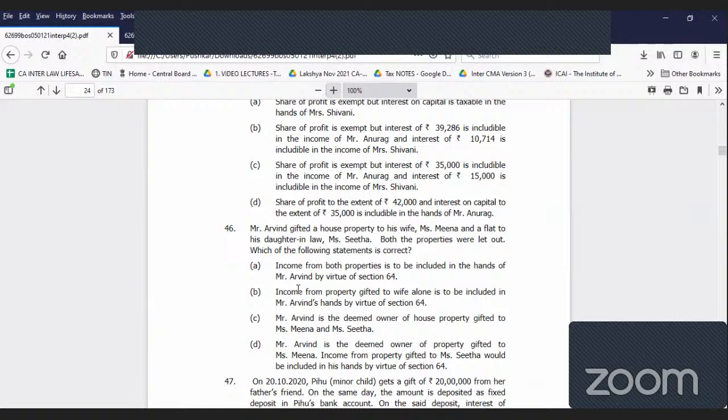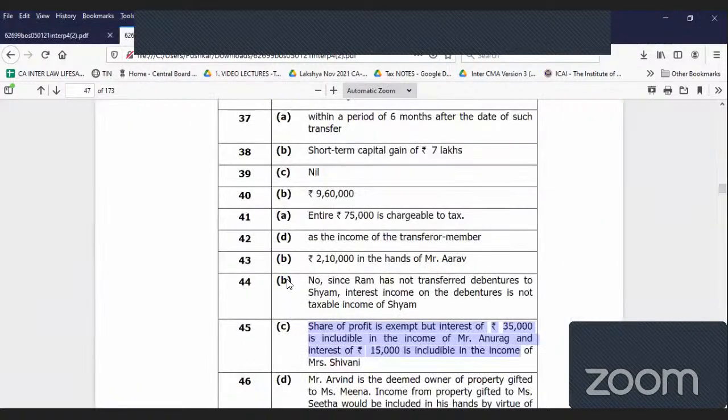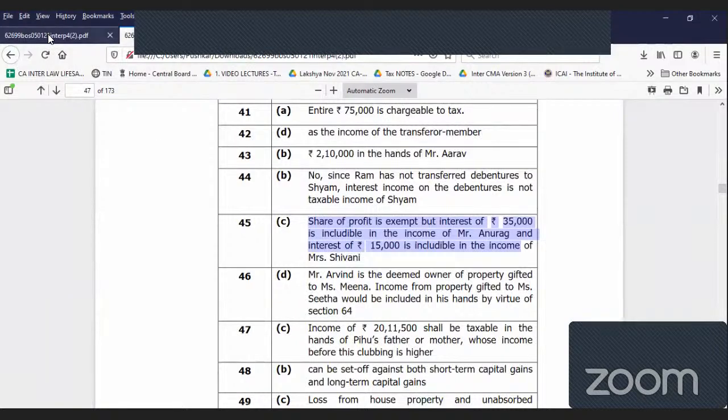D. हाँ, क्योंकि सेक्शन 27 स्पाउस के लिए अप्लीकेबल होता है और डॉटर इन लॉ के लिए नहीं होता, तो डॉटर इन लॉ 64 में चली जाएंगी। ऑप्शन नंबर डी। हाँ, डी आएगा। D. Correct.